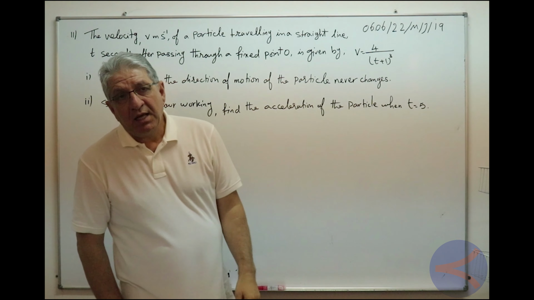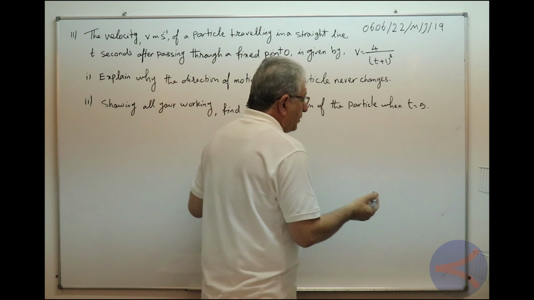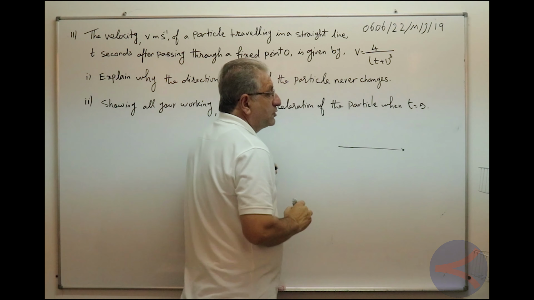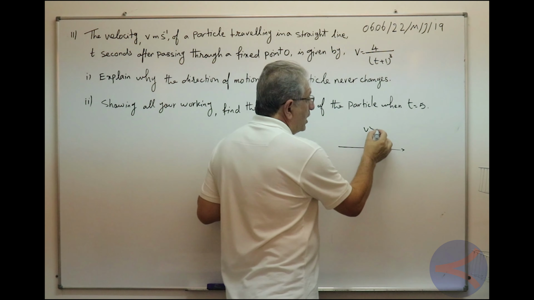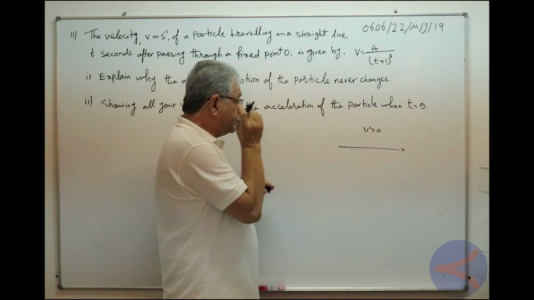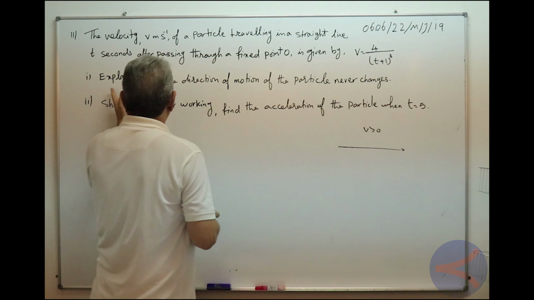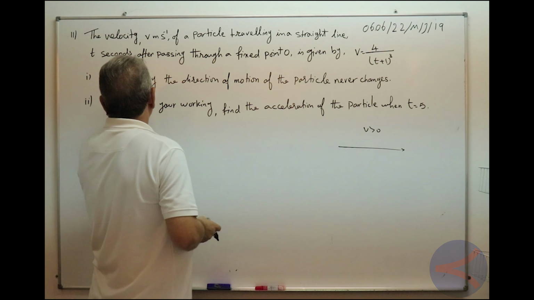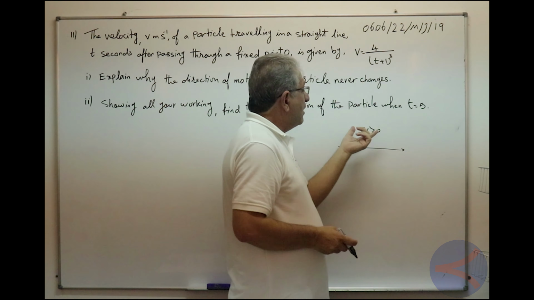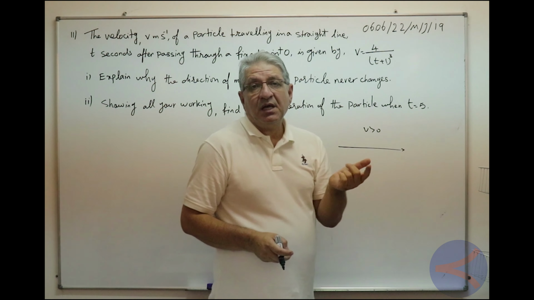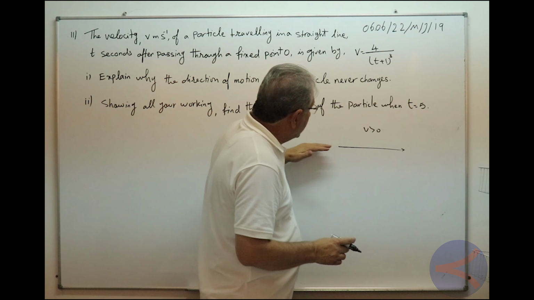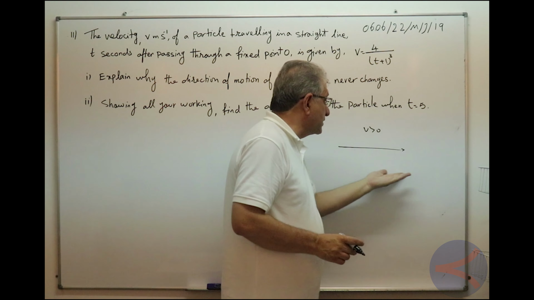Now, we know that if the particle moves in this direction, we will consider v to be positive, more than 0. When v is negative, the particle goes back. So when it says the direction of the motion doesn't change, it means v remains either always positive or always negative. That means the particle always moves in this direction or in this direction.